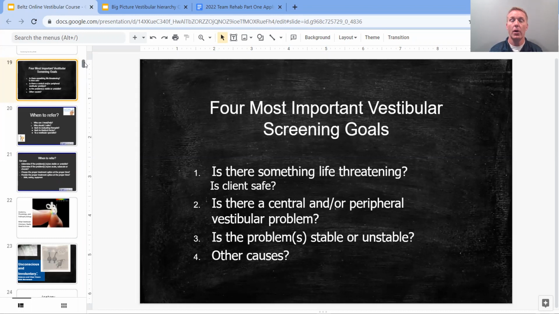And are there other reasons? Could there be a heart issue? Could they be in the 15% of acute dizziness of something serious, something life-threatening going on?